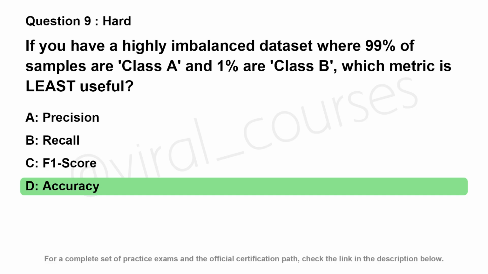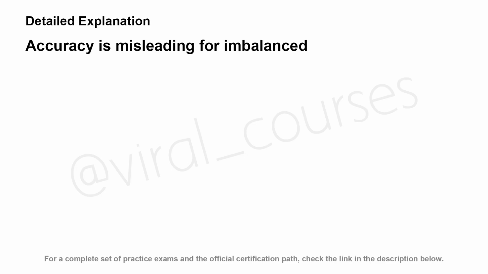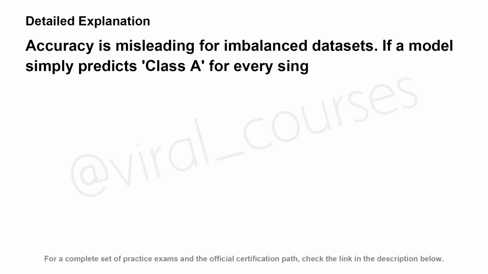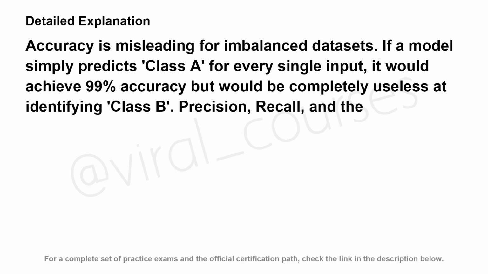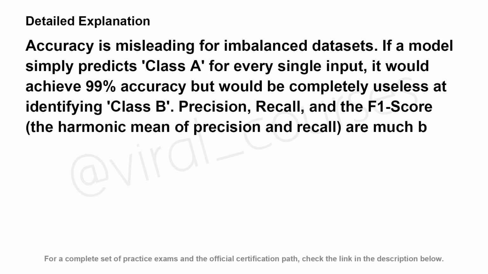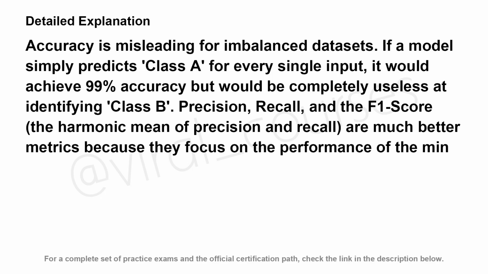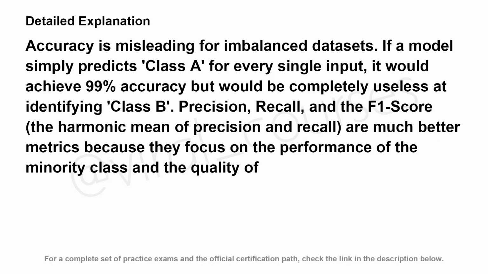The correct answer is D. Accuracy is misleading for imbalanced datasets. If a model simply predicts Class A for every single input, it would achieve 99% accuracy but would be completely useless at identifying Class B. Precision, recall, and the F1 score, the harmonic mean of precision and recall, are much better metrics because they focus on the performance of the minority class and the quality of the positive predictions.